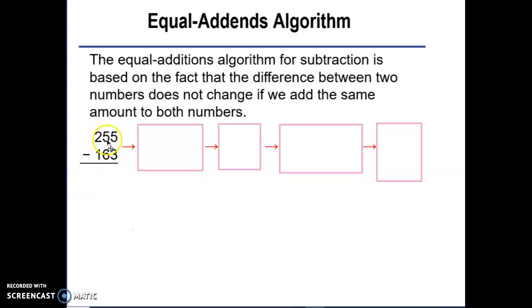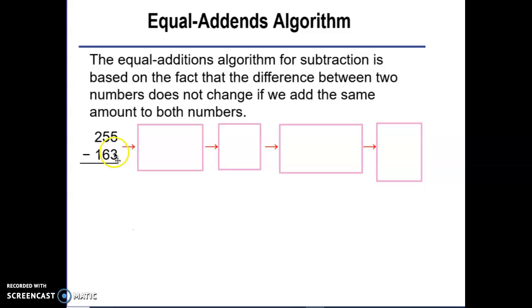Now, if I take those points that I put at 255 and 163 and I move them the same amount to the right or the same amount to the left, then I have not changed the difference between them at all. I have only changed their position. The distance remains the same, so therefore the difference remains the same. That's what we're going to capitalize on in this kind of problem.